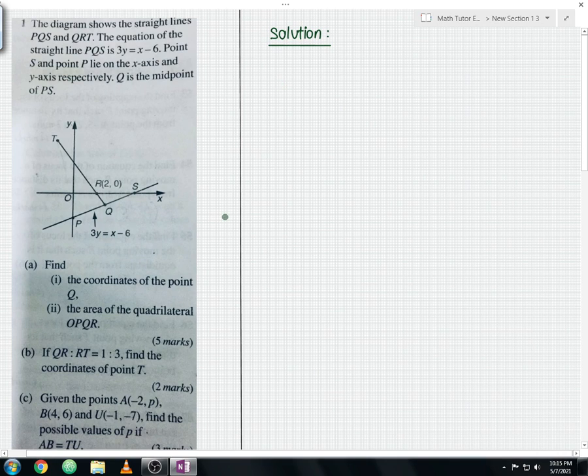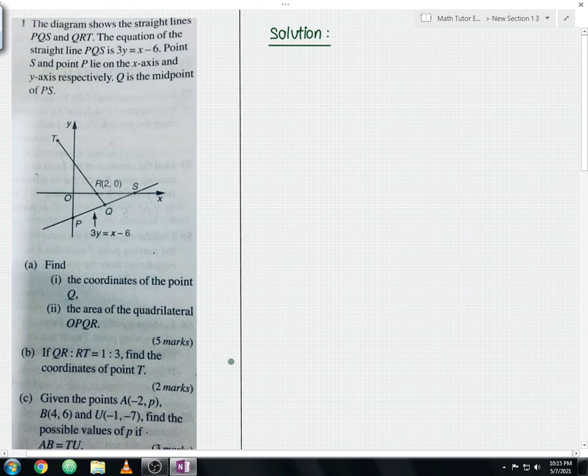Okay, so continue to read the question. For the question part A, find the coordinates of the point Q and the area of the quadrilateral OPQR. So this is for the question part A. As for the question part B, if QR:RT equals 1:3, find the coordinates of point T. So in case you didn't notice where the point T is, this is the point T, guys.